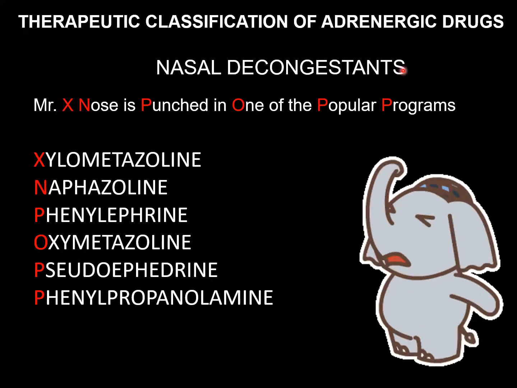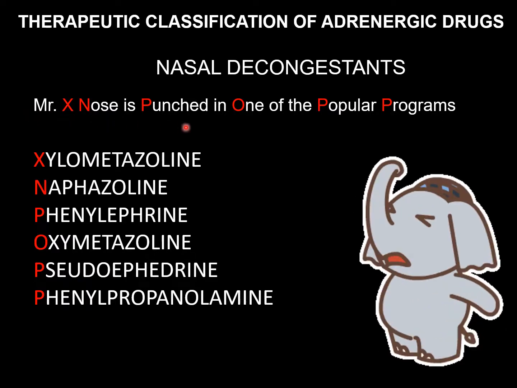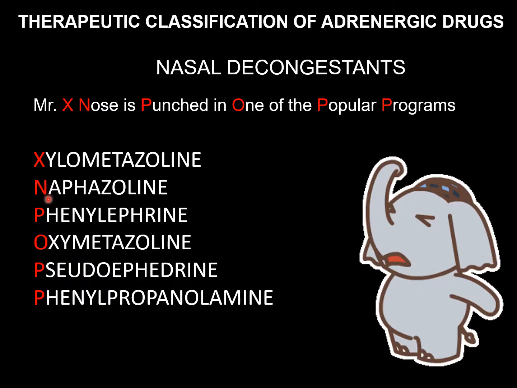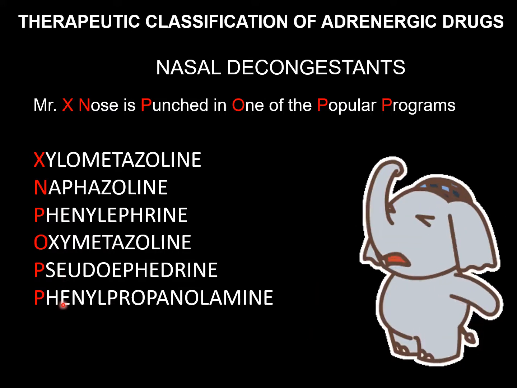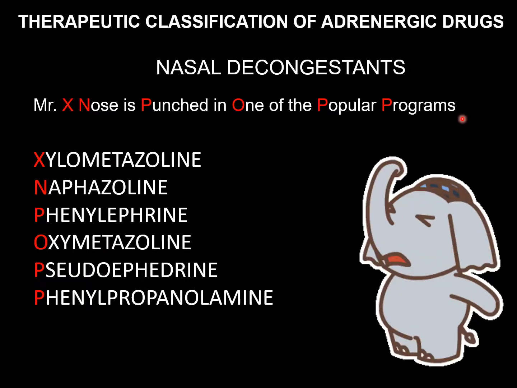Next is nasal decongestants. This elephant badly needs a nasal decongestant. It's sneezing very badly. The mnemonic here for nasal decongestant is Mr. X nose is punched in one of the popular programs. So xylometazoline, naphazoline, phenylephrine, oxymetazoline, pseudoephedrine, phenylpropanolamine. So the starting words are highlighted in accordance with the popular programs.